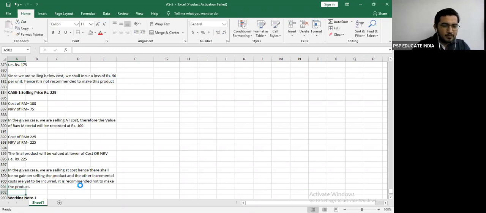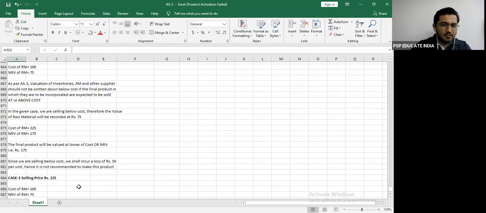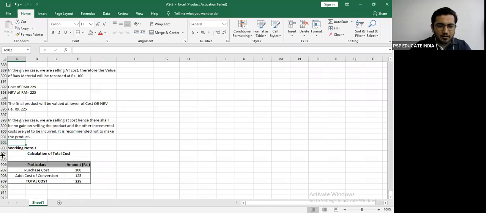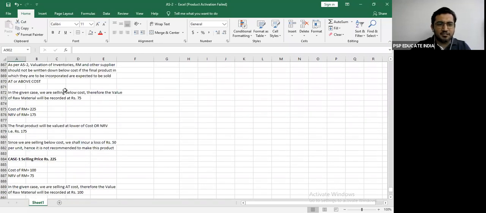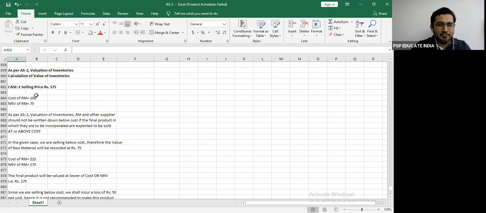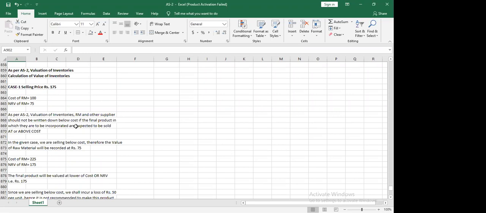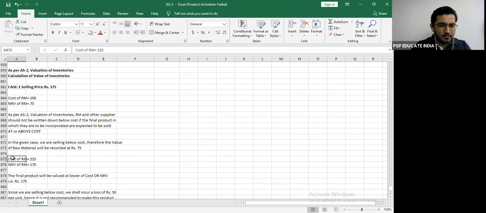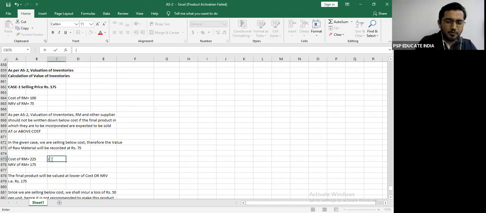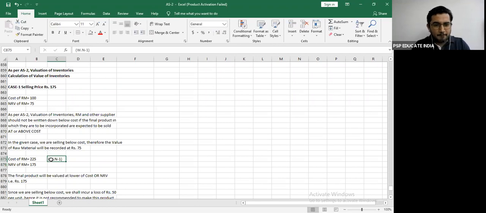Right, okay. Ishita, one last question. We have prepared working note 1, but we have nowhere mentioned the reference of working note 1. Can you help me? Where should I put working note 1? Near the cost of raw material. This one? Yes. Okay, so let me put over here. Working note one. Okay, then.